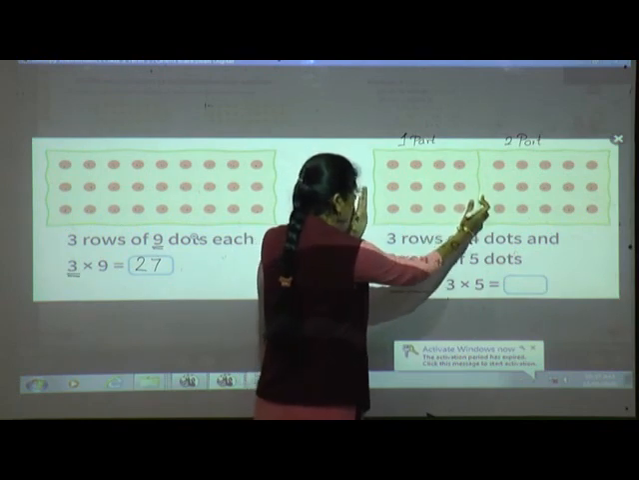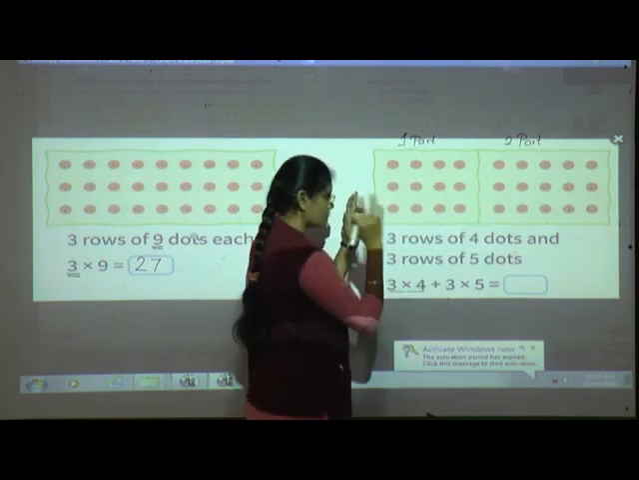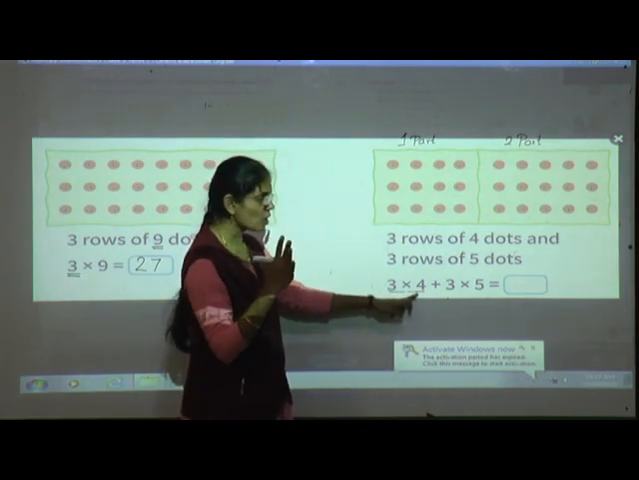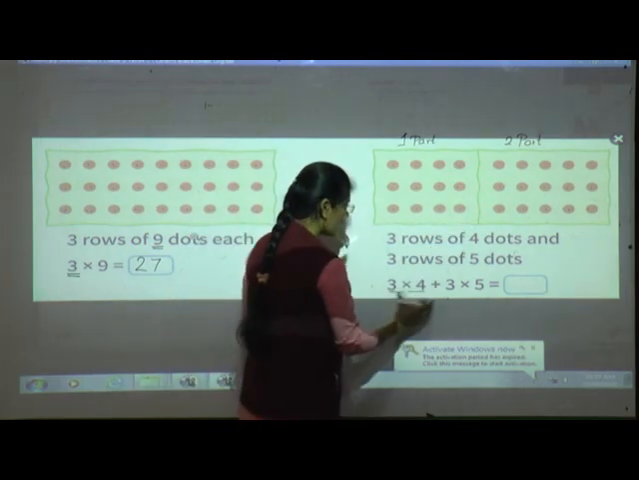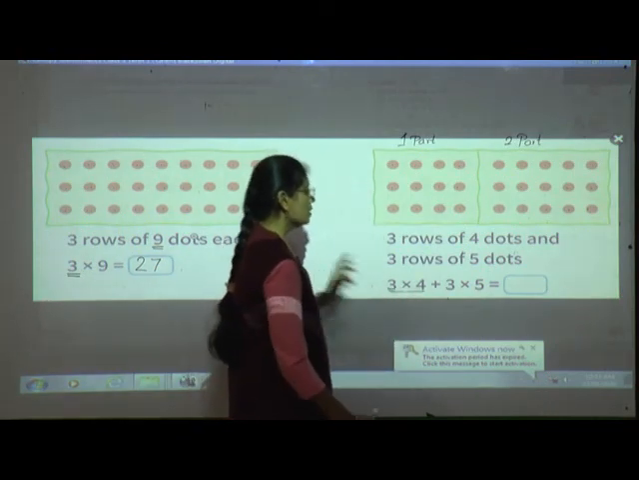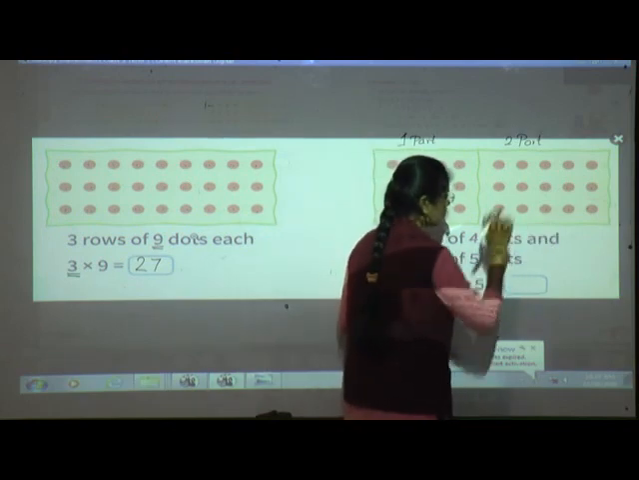Because in the first part there are 3 rows, and in each row there are 4 dots. So about the first part we can write 3 into 4. Now again we will see the second part.